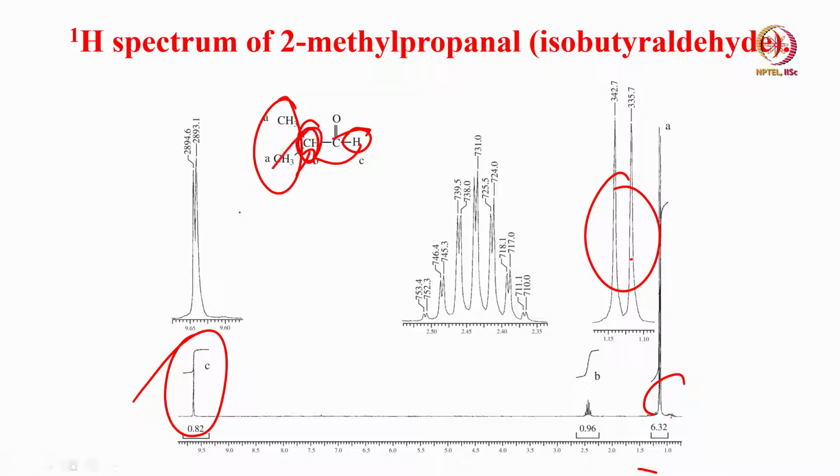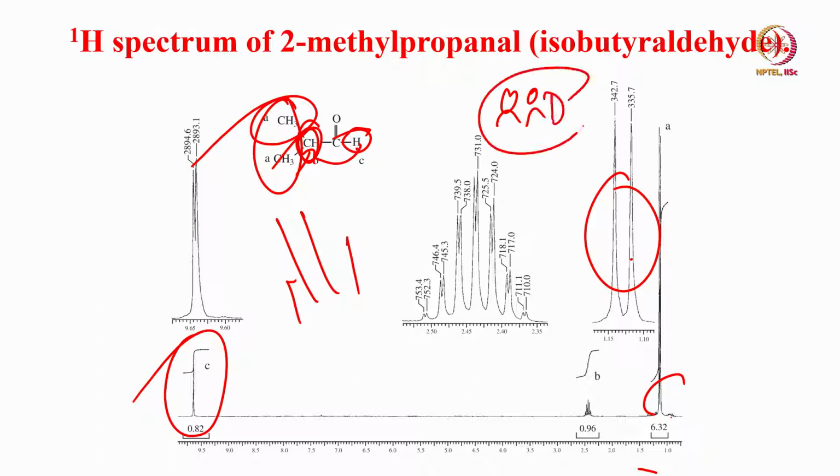The CH proton: these two methyl groups are chemically inequivalent, and each of them will split this into a quartet. And each line of the quartet is further split into a quartet by the CH3 group. But it also has a long range coupling with CH, so it will become a quartet of doublets. And it's a very complex pattern.